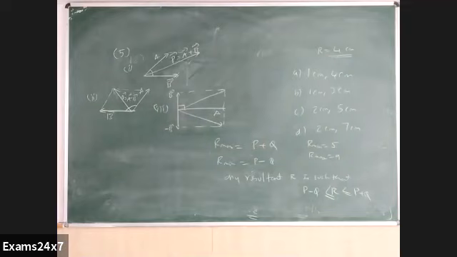7. A dot B is AB cos theta. Correct. AB cancels on both sides. Cos theta is equal to half, so theta is 60 degrees. And 8. A cross B is nothing but AB sin theta. Therefore sin theta is equal to half and theta is equal to 30 degrees. Answer B.